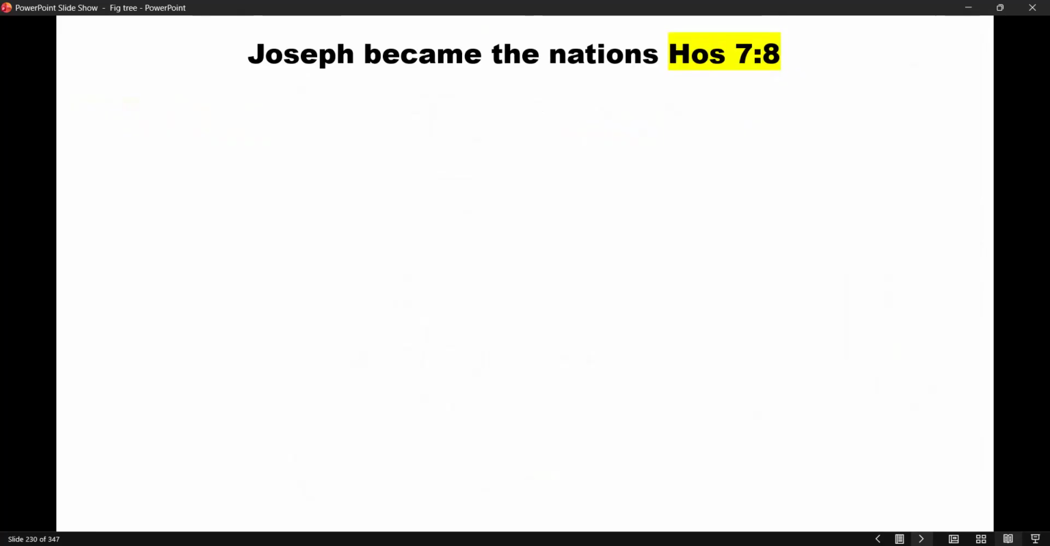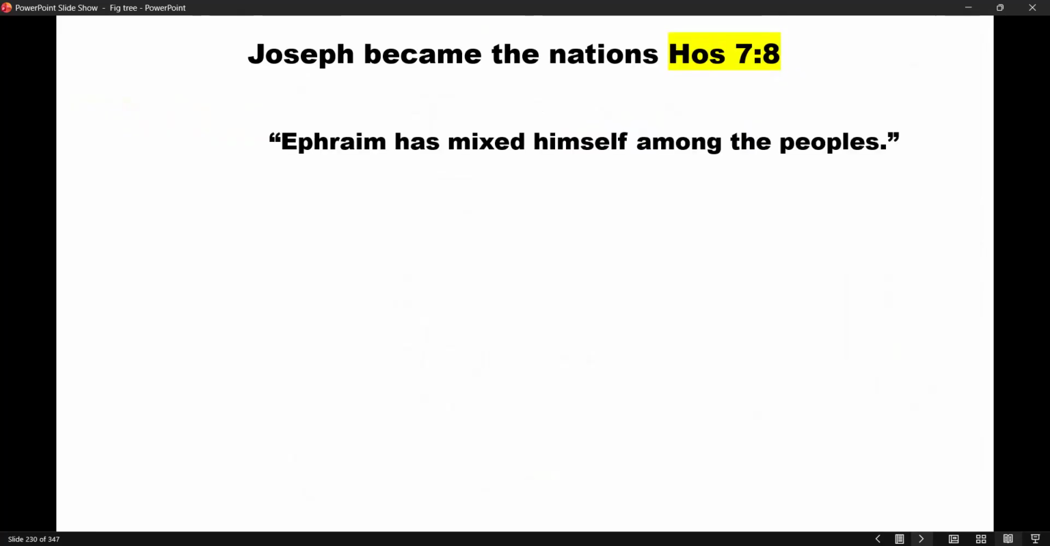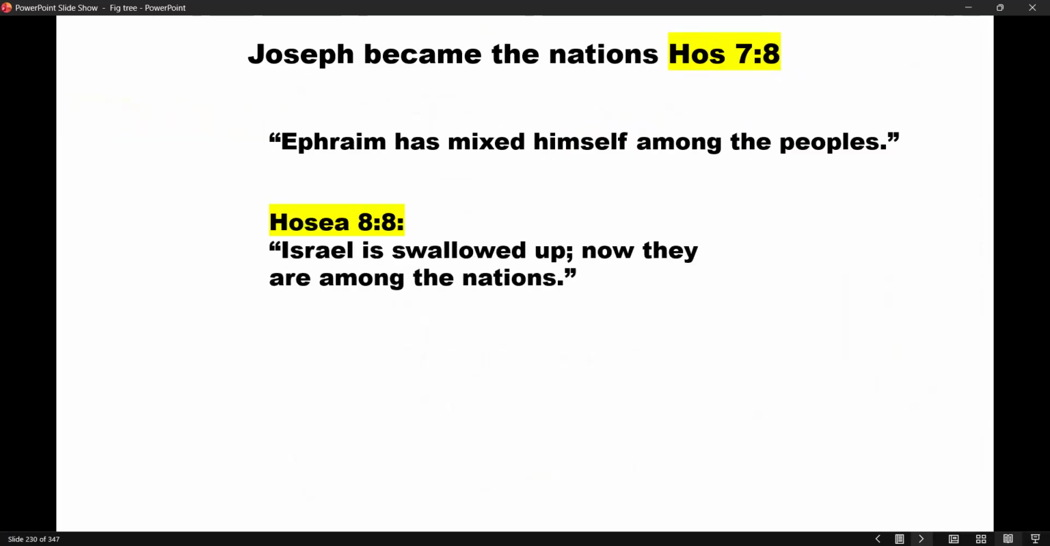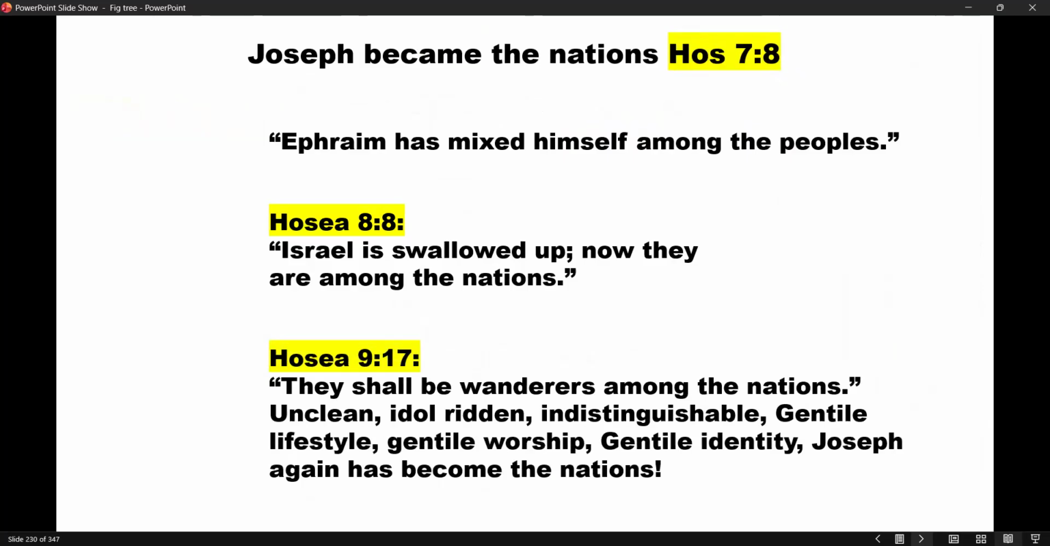Joseph becomes the nations, Hosea 7. Ephraim has mixed himself amongst the people, or amongst the nations, Hosea 8. Israel is swallowed up, now they are among the nations. Hosea 9: they shall be wanderers among the nations, unclean, idol-ridden, indistinguishable. Gentile lifestyle, Gentile worship, Gentile identity. Joseph again has become the nations.